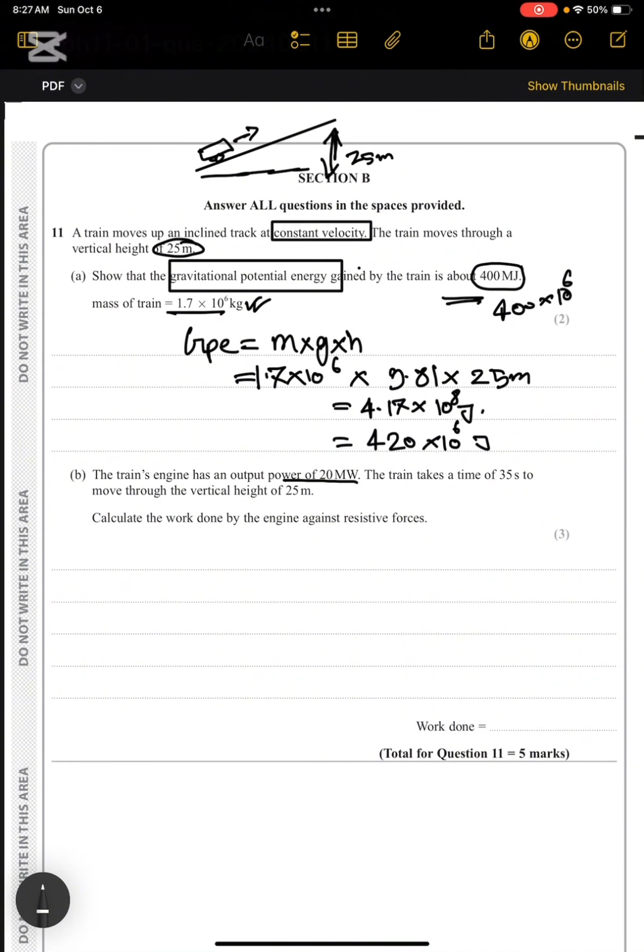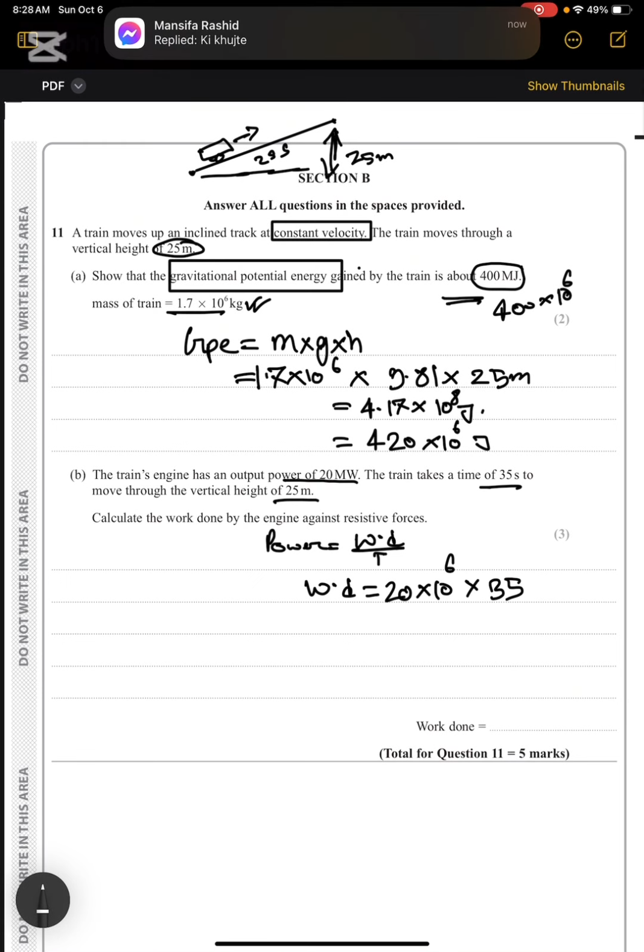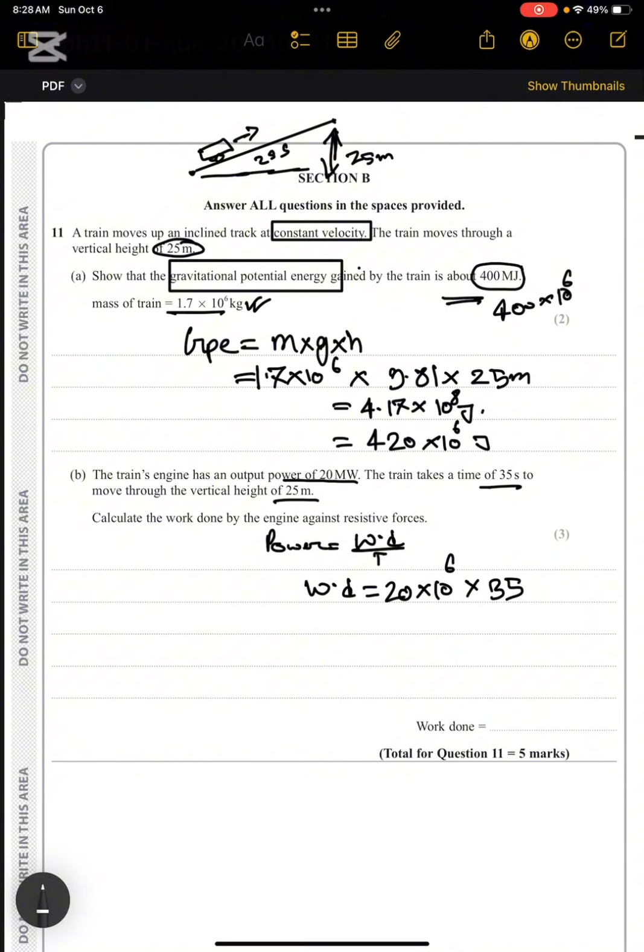So in question number B, they have said it has an output power of 20 megawatt. The train takes 35 seconds to move through the vertical height of 25 meter. So it takes around 35 seconds to move from this position to this position. So we know the formula of power is work done divided by time. So work done will be power into time, which is 20 into 10 to the power 6 into 35, which will be equal to 7.00 into 10 to the power 8 joule.